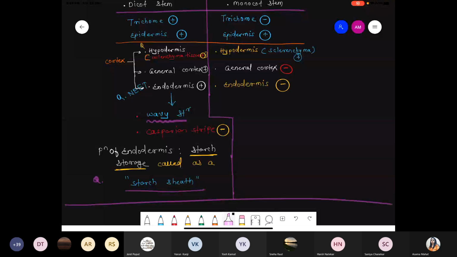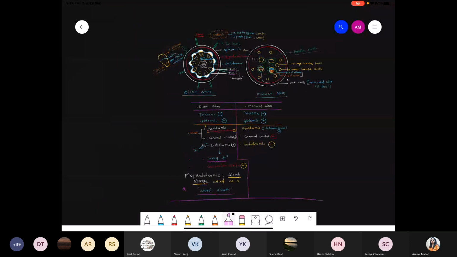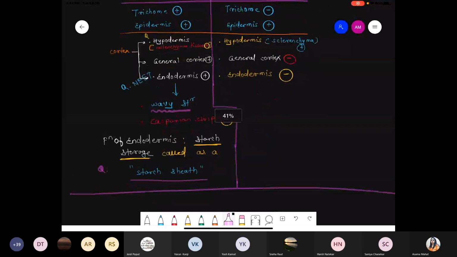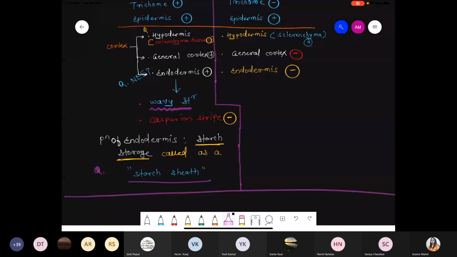And when you compare this point with the monocot stem, which cells are present? Only the hypodermis layer is present. Out of the cortex, the general cortex is also absent. Even the endodermis layer is also absent. Done?